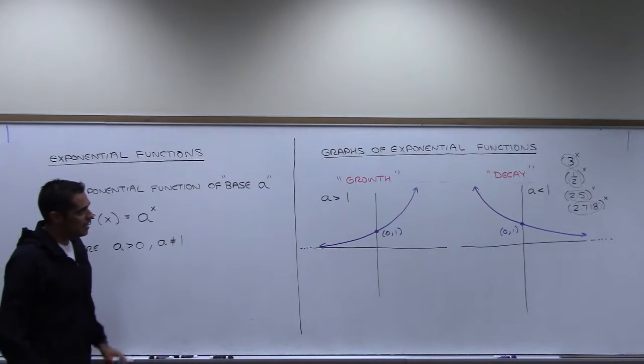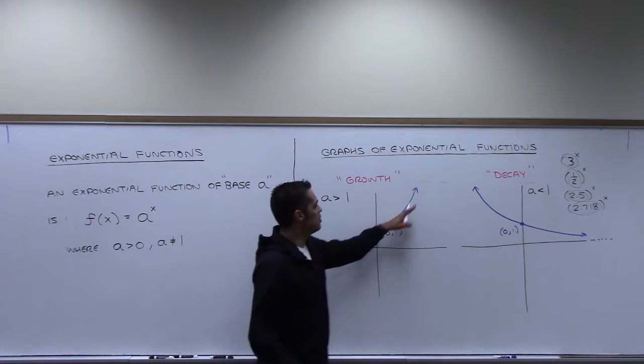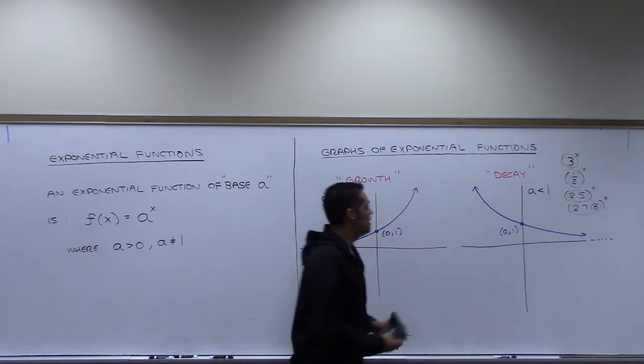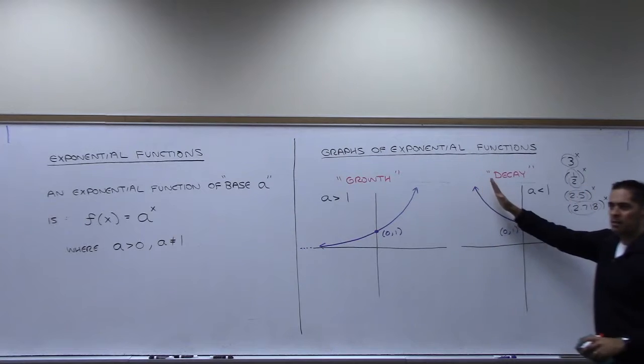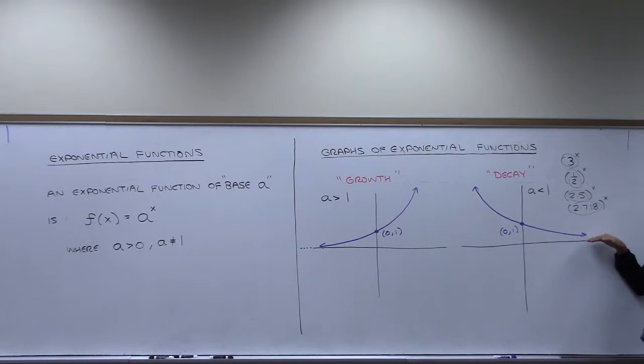So exponential growth, something is growing very fast. Exponential decay is kind of the opposite. It's going away very fast. With me?